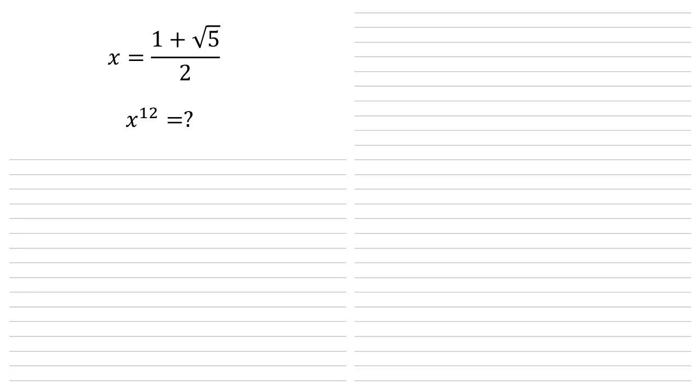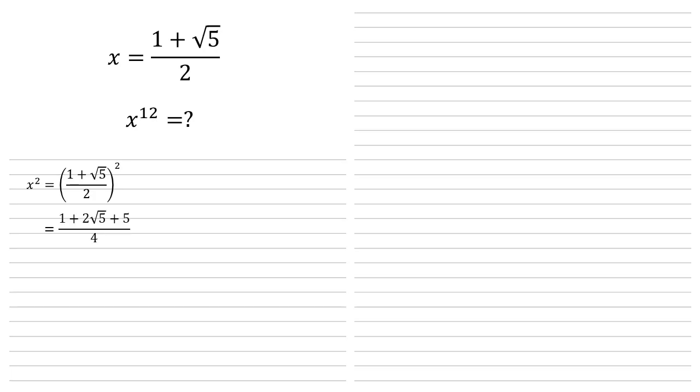And the way we're going to do this is just by increasing our power, working our way towards a total power of 12. So to start with, I'm just going to square that x. So we've got 1 plus root 5 all over 2. If we square the whole fraction, then we're going to square the top and we're going to square the bottom.